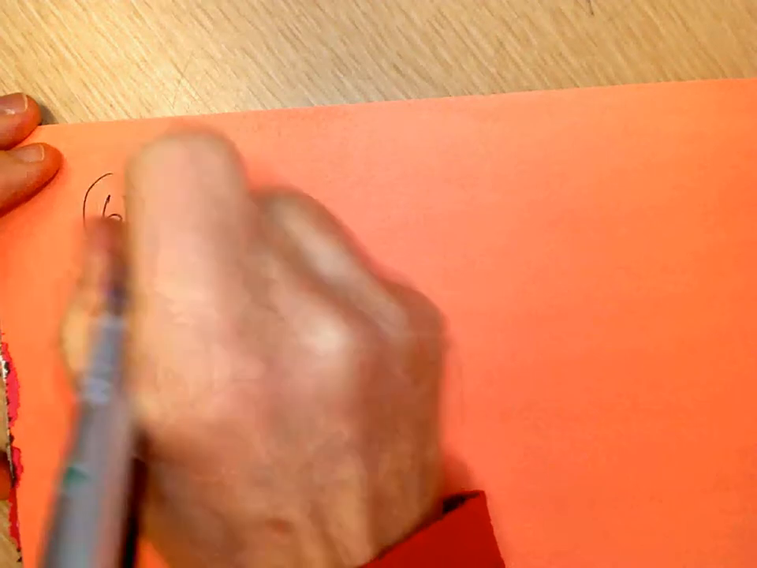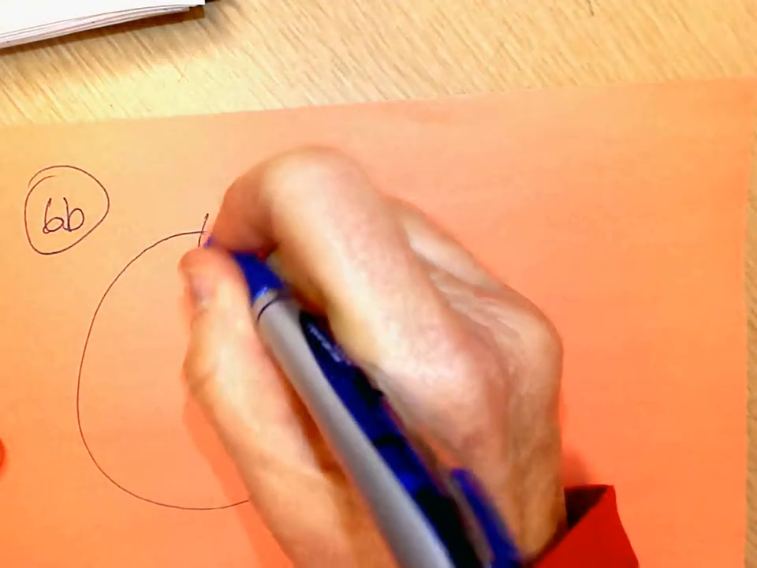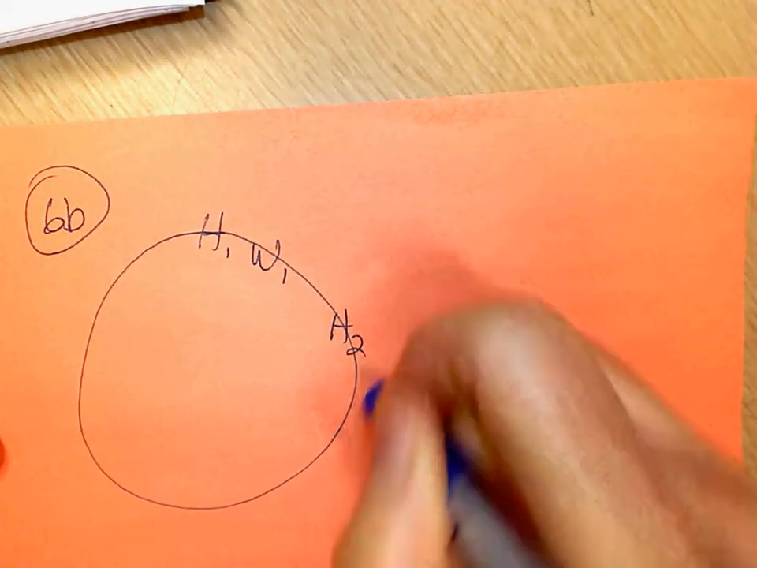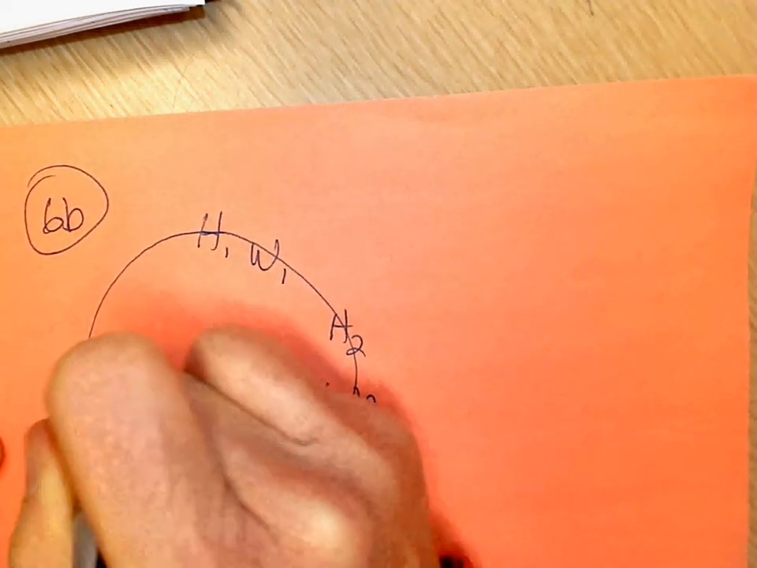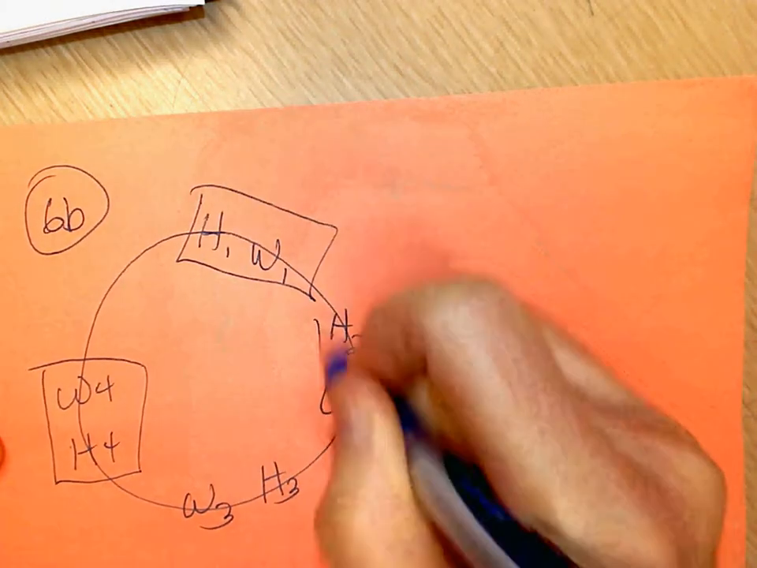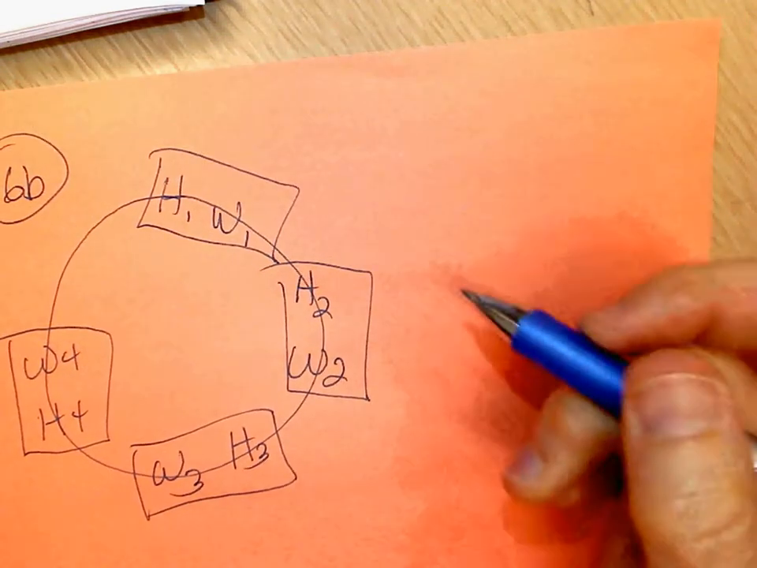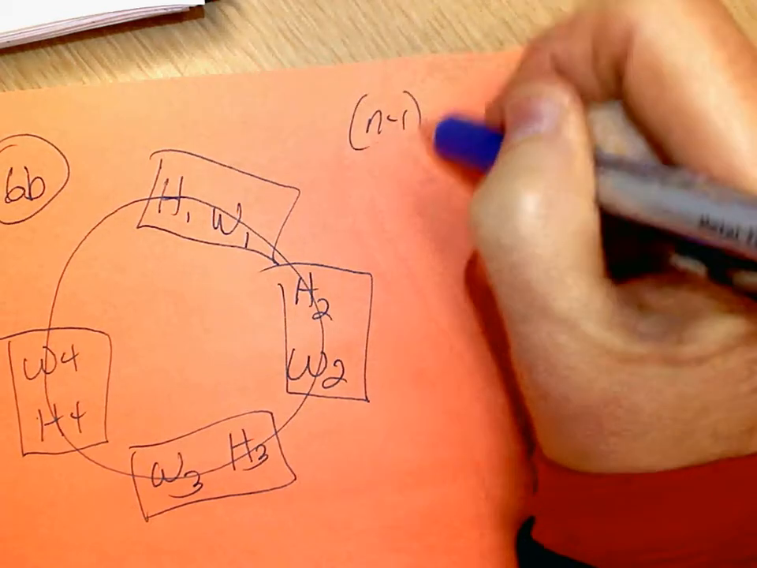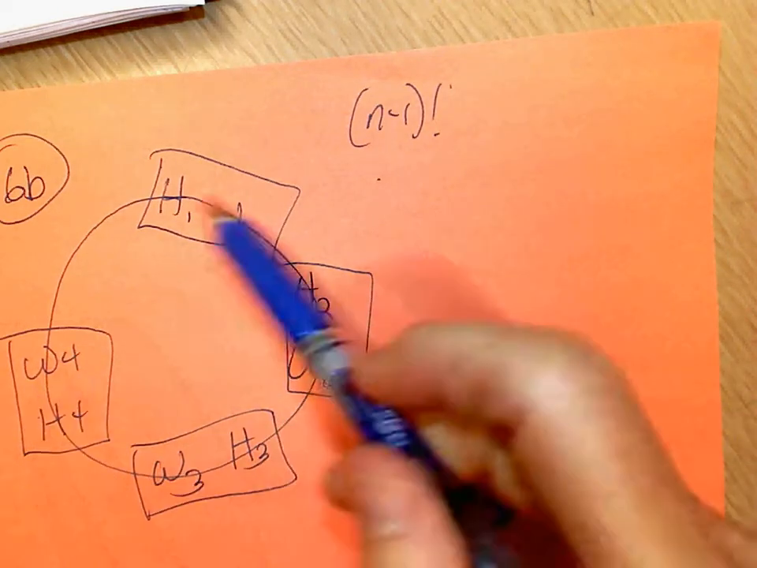Then we have, oops, now we have 6b. Each husband and wife must sit together. We have husband 1, wife 1. Husband 2, wife 2. Husband 3, wife 3. Husband 4, wife 4. And they have to sit together. So again, don't forget that formula. We're arranging 4 groups of people, right? So it's 4 minus 1 factorial.